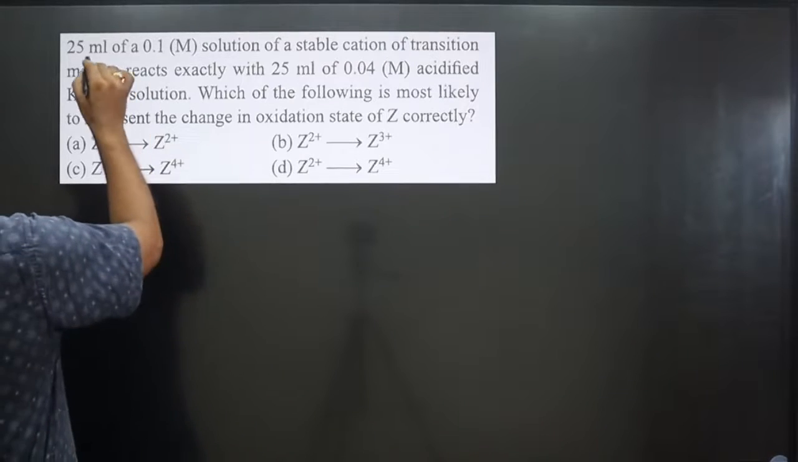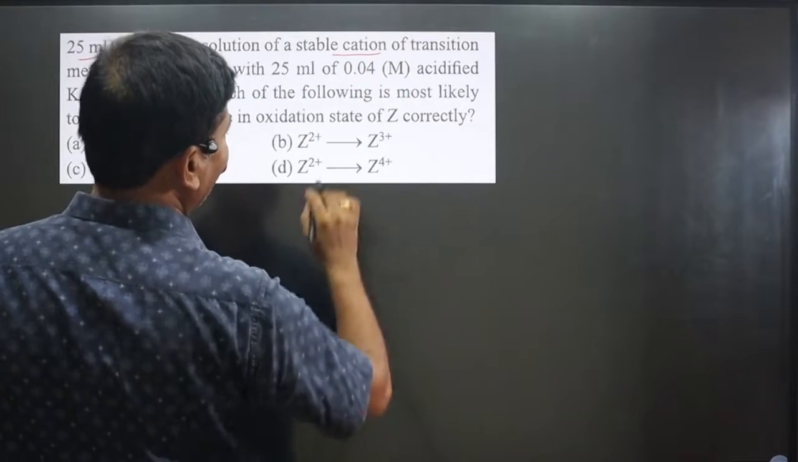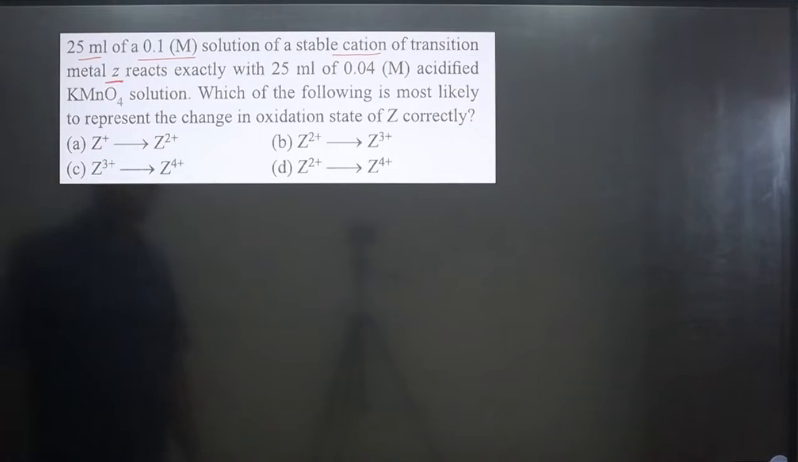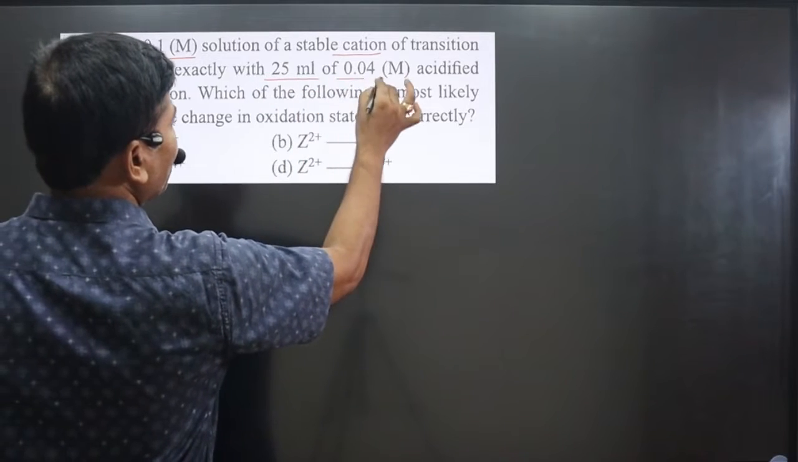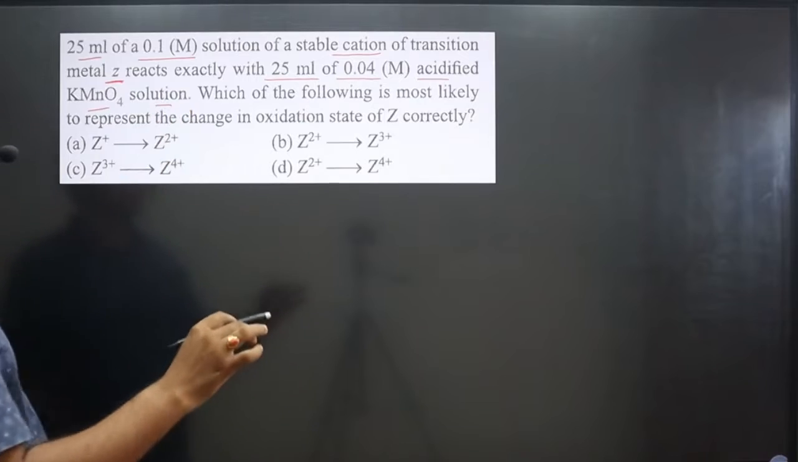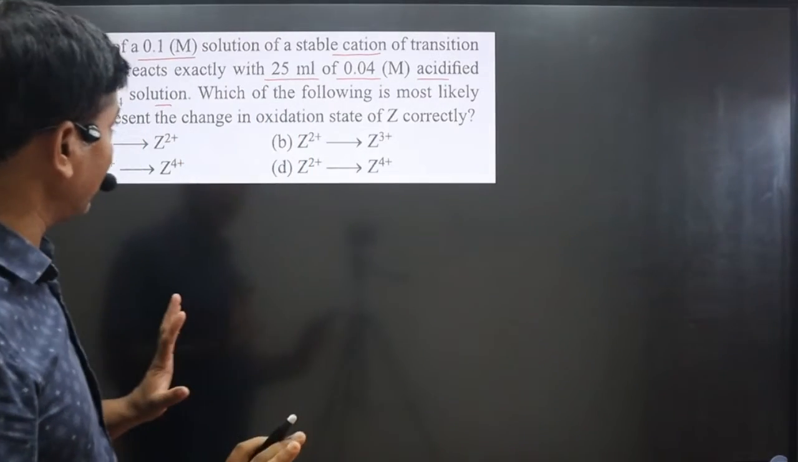The question says 25 ml of 0.1 molar solution of a stable cation of transition metal Z reacts exactly with 25 ml of 0.04 molar acidified KMnO4 solution. Acidified KMnO4 solution, in the sense the reaction is taking place in acidic medium. Now pay attention carefully.